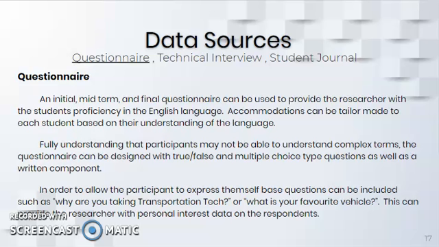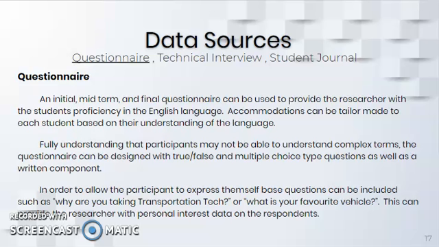Not every single student is going to be the same. Not every student comes from one specific geographical location, whether they have come to Canada from within Canada or outside of Canada. No two students will likely be the same. So that initial questionnaire will provide a base point which we can look back at to see how successful they were later on. So accommodations can be tailor-made to each student based on their understanding of the English language.